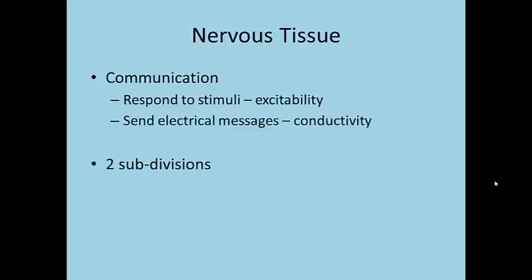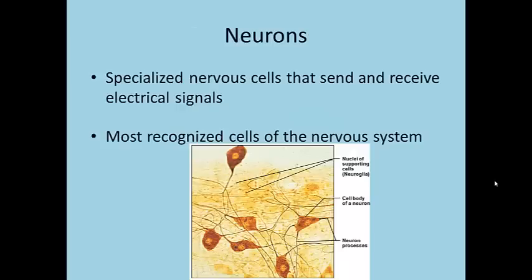In nervous tissue, we'll find two subdivisions. Interestingly, although cells are exceedingly small, neurons themselves may be up to 1 meter long. These neurons are the specialized nervous cells that work to send and receive electrical signals. They're the most widely recognized, the most well-known cells in the nervous system. And you can see them pointed out here on the image of the microscope slide below.